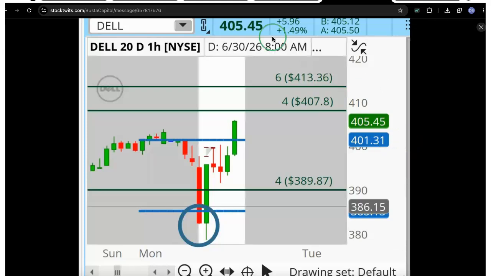Okay, so this chart you're seeing here, I posted yesterday in my StockTwits. I'll go to it here in a second. These lines are called prior high of day. From Friday's trading range, this is where Dell traded. It was a high of 401. The low was like 385.